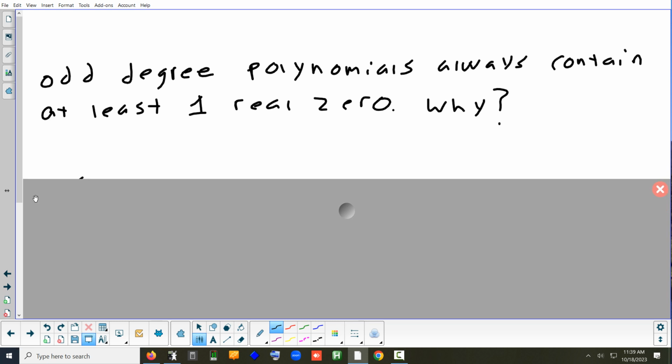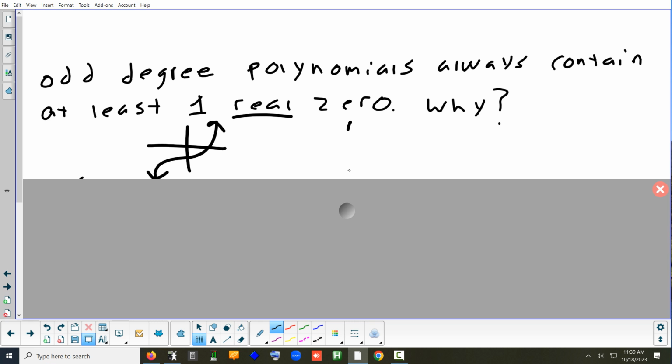Alright. Think of an odd degree polynomial, for example, like a cubic. A cubic would look something like that. How come an odd degree polynomial is always going to have at least one real zero? What does an odd degree polynomial always have to cross? They always cross the x-axis. Yeah, it has to cross the x-axis. And wherever you cross an x-axis, that's a real answer.